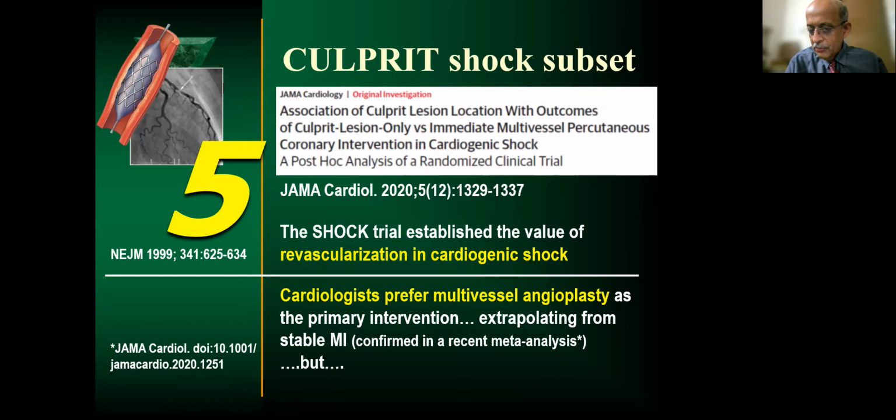The cardiologists would always say that if you're going in and you're going to open up the vessel, you not only open up the vessel that is causing the infarct, that is what you call the culprit vessel, but you try to do an angioplasty of other vessels also. And many cardiologists preferred multivessel angioplasty. And this is also extrapolating from stable MI, where the outcomes have been confirmed even in a recent meta-analysis that it isn't the better process to do multivessel angioplasty.